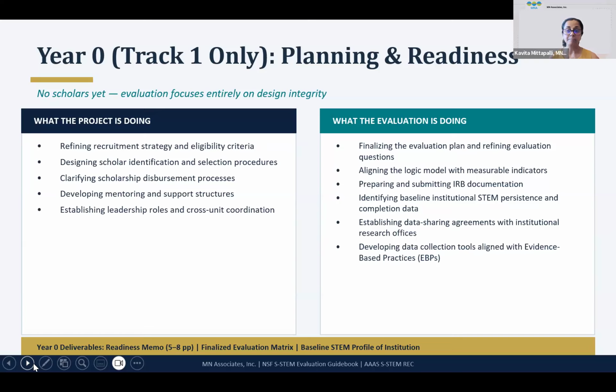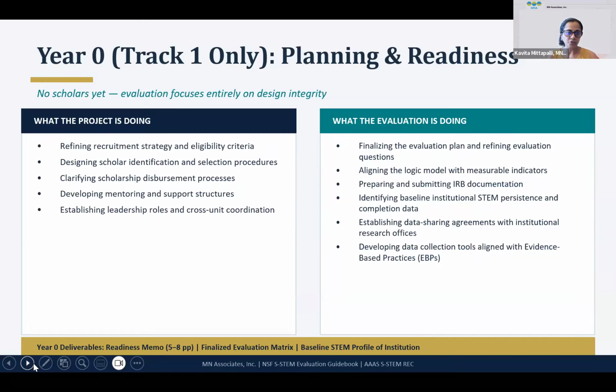They're collecting baseline institutional STEM data, because by the time the proposal is written, awarded, and actually takes off, there is a lag. So maybe you want to collect some baseline information on how the numbers have changed, or if they have not, what it looks like, so that you have a foundation or baseline. And they're also building the data collection tools, which generally are surveys and some assessment tools.